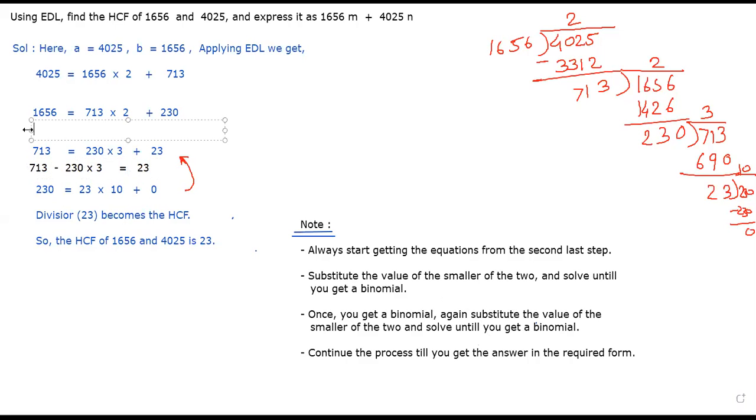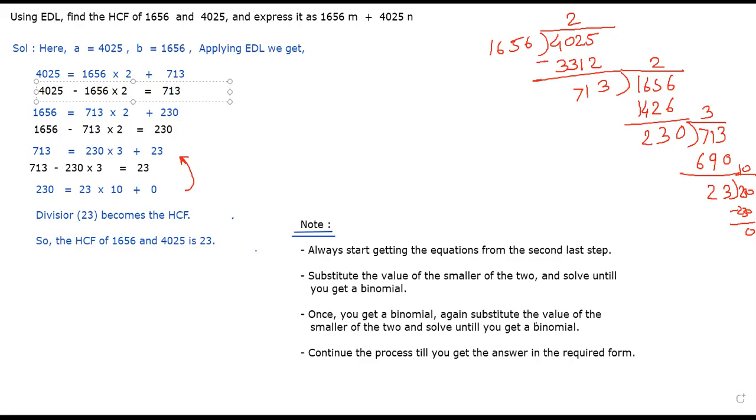Now you tell me what you will get here. 1656 minus 713 into 2 is equal to what? 230. Out of 713 and 230, you have got the value of the smaller, 230. Here, in the first step, you are going to get the value of 713. What is the value? 4025 minus 1656 into 2 equals 713. Okay. This is how we have written the values.